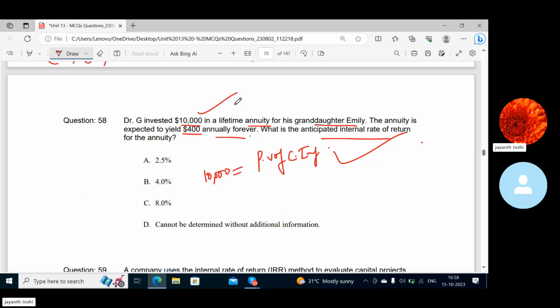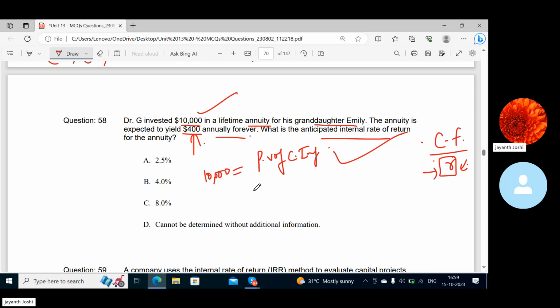This is the investment that's going to give them $400 annually forever. So this is the question of perpetuity. For perpetuity, we take cash inflow divided by R. That is the formula for perpetuity.